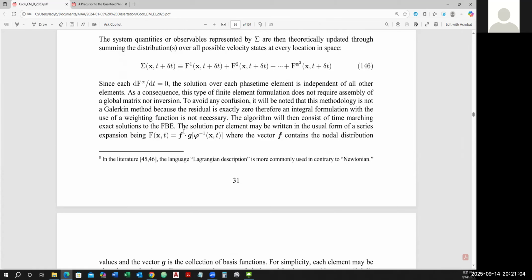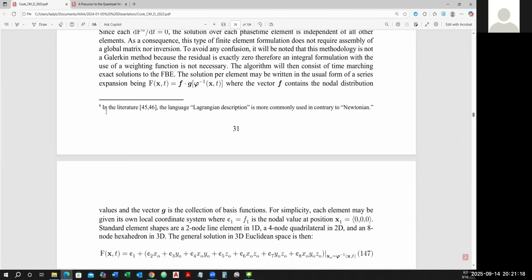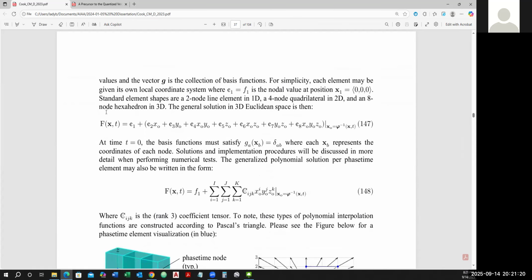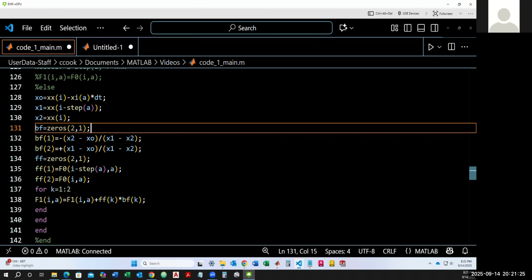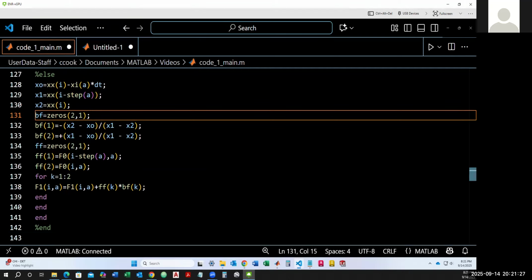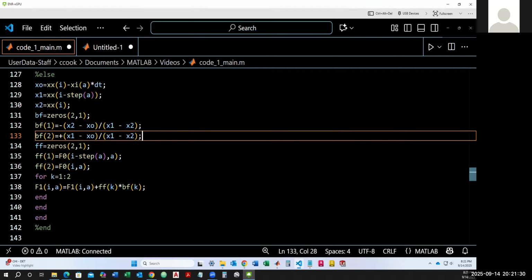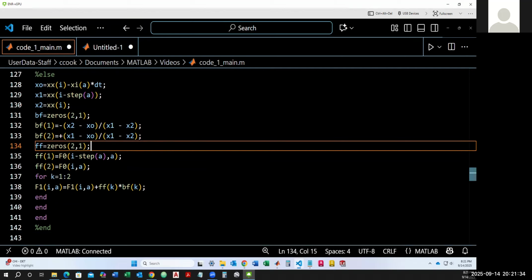It's our nodal values. It's a vector of nodal values dotted with our basis functions, which here I'm using G. Sometimes people use psi. I'm using psi for the actual wave function or even capital N, which just doesn't go with my notation, okay? So I'm using G. Okay. So here's our basis functions. Okay. Our FF is our nodal values, which we go and grab from F0.